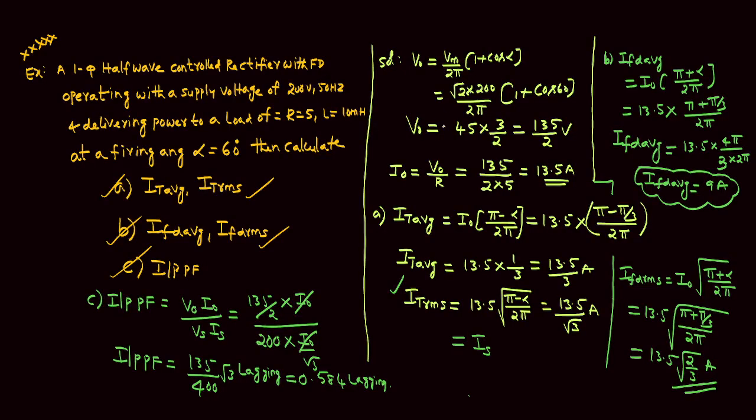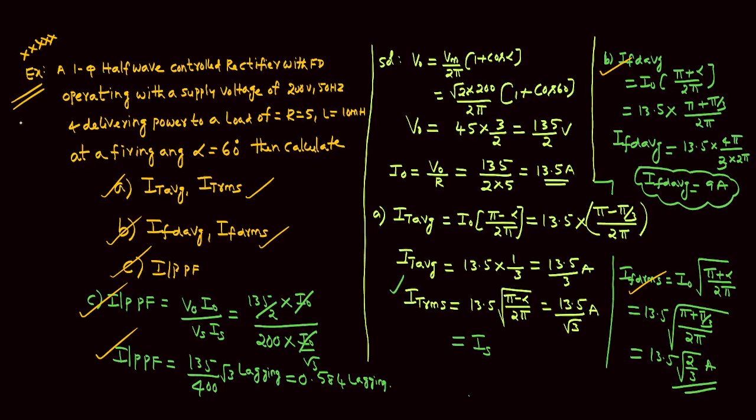Then first I calculated the average output voltage, the average thyristor current. Next, the average freewheeling diode current. All the formulas I applied: RMS freewheeling diode current, input power factor. So input power factor is V0 into I0 by Vs into Is. Then I calculated Is. Then you have to calculate input power.